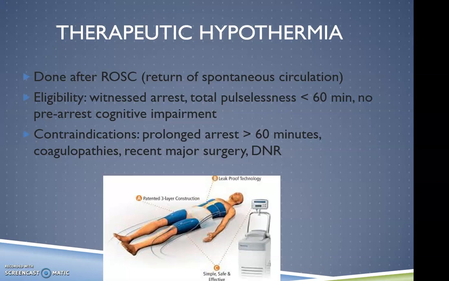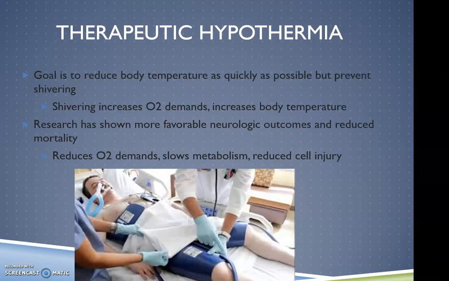But basically, it involves cooling the body and slowing down the metabolism. And you can see the device and how it's attached to the body. It goes around the core and the thighs. And we want to reduce the body temperature as quickly as possible, but we need to prevent shivering, because shivering increases oxygen demands, increases body temperature, therefore undoing what we're trying to do.